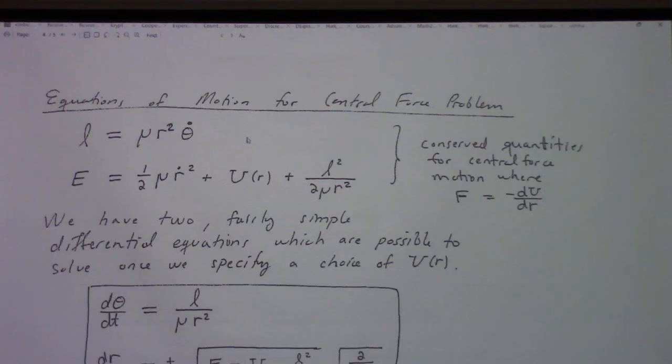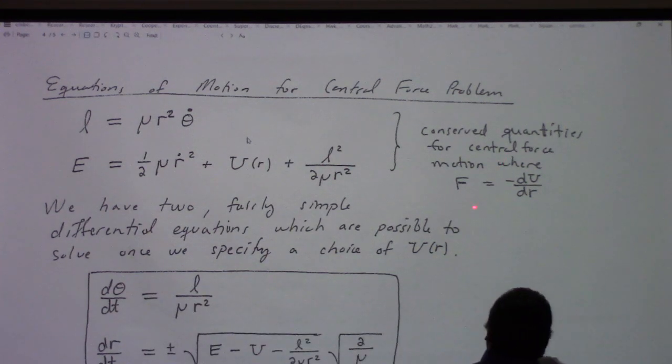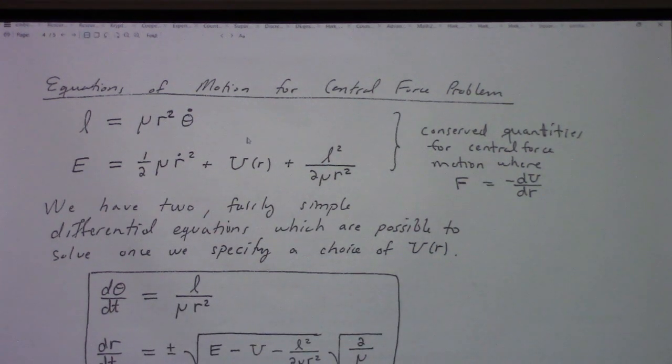And so just to recap, we have this and that as constants. They're conserved quantities for the central force problem. And we have these two relatively simple differential equations once we specify a choice of U(r), right? I still haven't told you what the U(r) is. Typically, I like to think about it being minus GMm over r, like we started with, right?